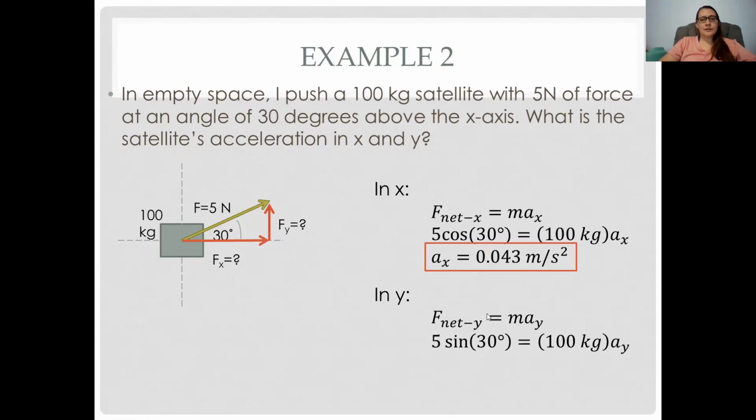Newton's second law in the y direction. Net force in the y equals mass times acceleration in the y. So 5 times the sine of our angle equals, again, the mass is still 100 kilograms, and now we're looking for the acceleration in the y direction. So in your calculator, you would type in 5 times the sine of 30 degrees divided by 100, and that will give you a y acceleration of 0.025 meters per second squared. Again, not a very big acceleration, but not a very big force.